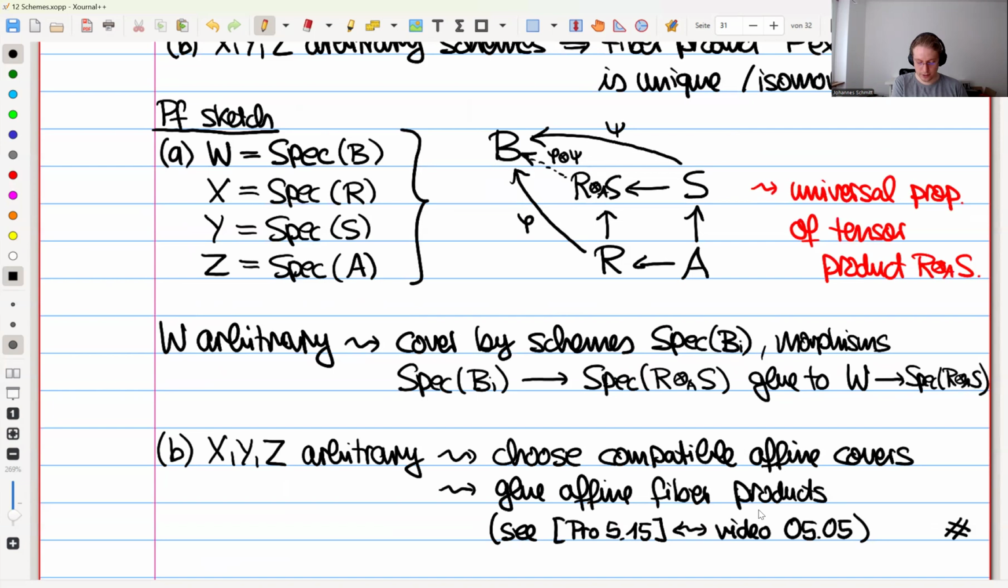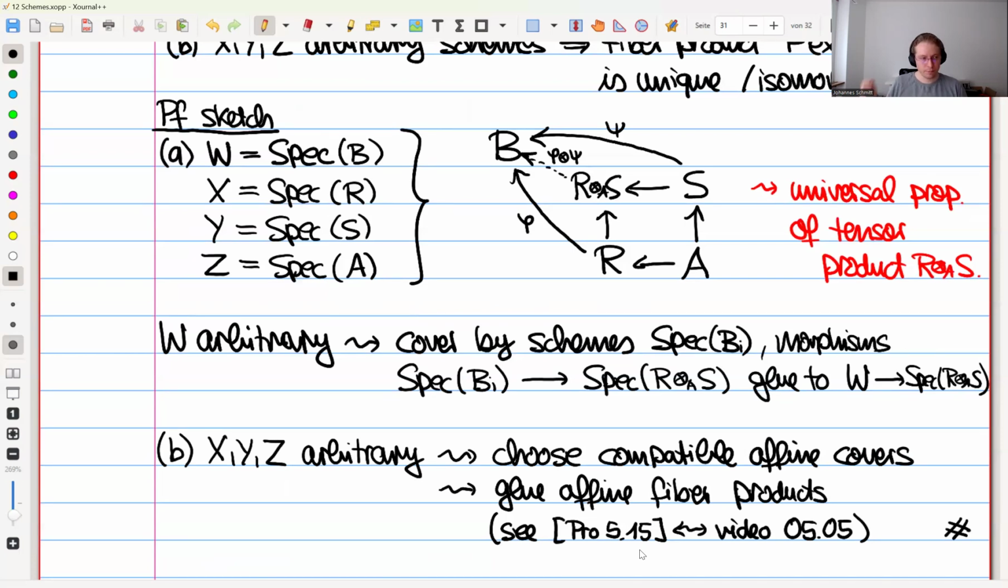This is the uniqueness part, and, sorry, it has the unique property. This is the existence part, and that uniqueness is satisfied. And so we went through this kind of proof already in detail in this video 0505. And this was the proof of this proposition 515. And there we did give all the details.